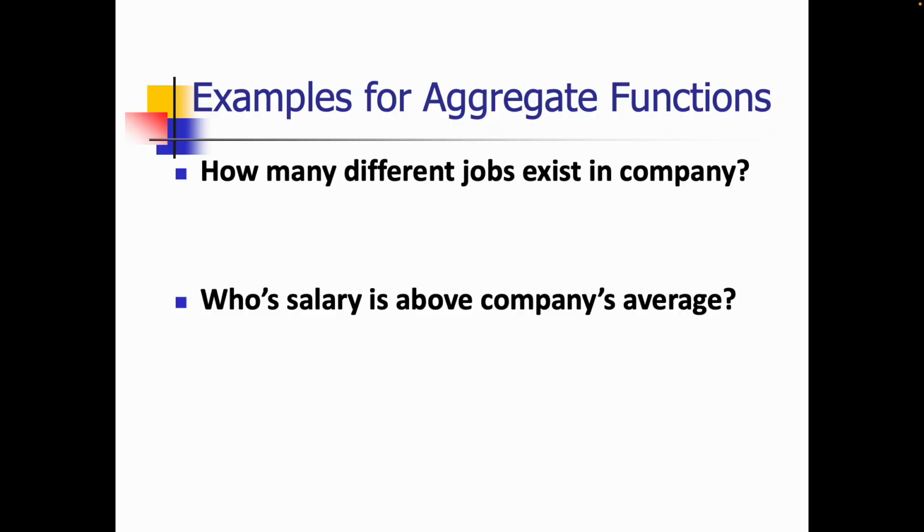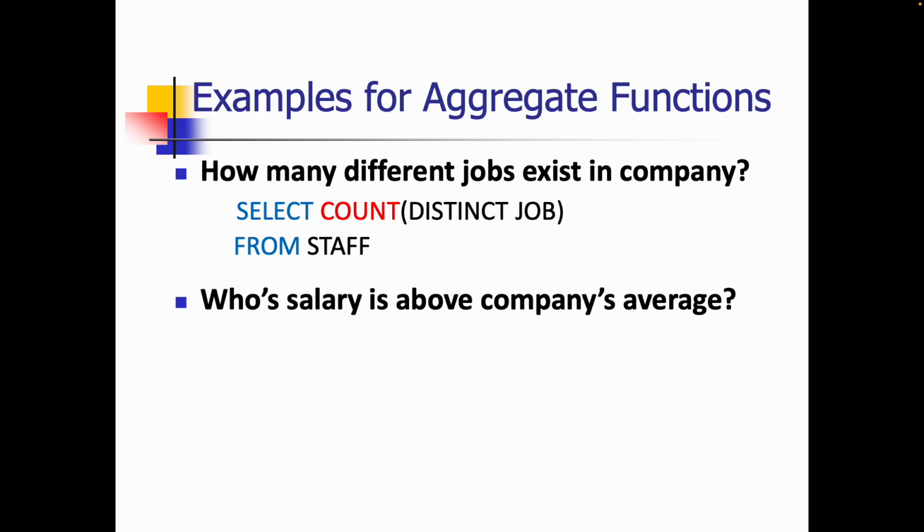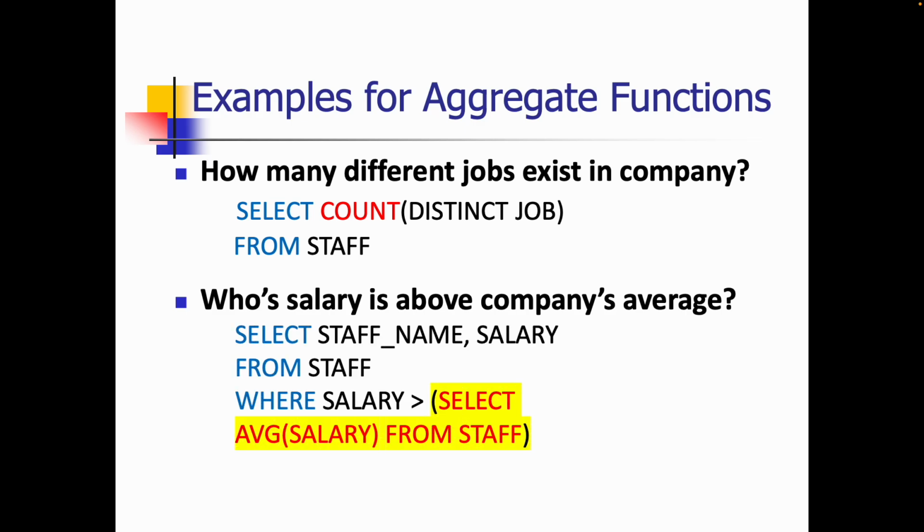And here is just the implementation, and then different examples for aggregate functions. For example, finding how many different jobs exist in the company. Because you want to find distinct or different jobs, that's why we use distinct job, and to count it, we use the count aggregate function.